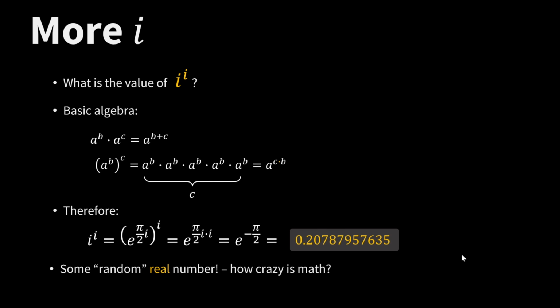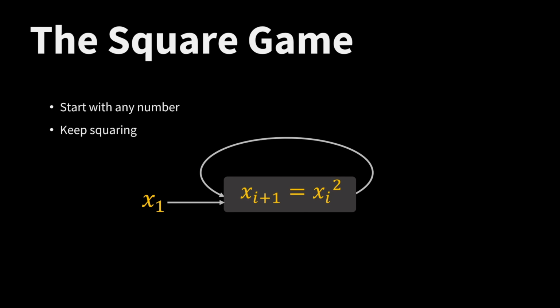How crazy is math? In the last part of this tutorial, I want to show you something that I think is the most fascinating fact of all of mathematics. Let's start with the square game. It's a very simple game. We start with any number, and then we keep squaring. So we start with x1, and then x2 is x1 squared. x3 is x2 squared, and so on. So in general, x_(i+1) is x_i squared.